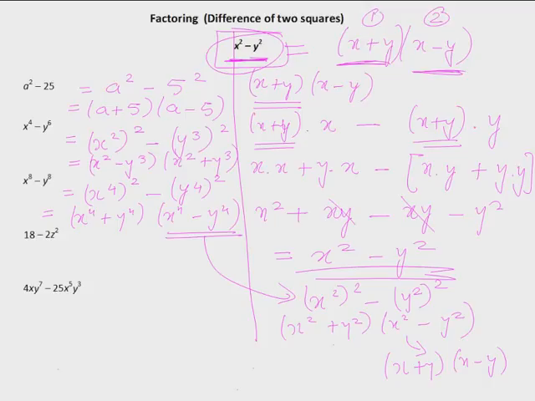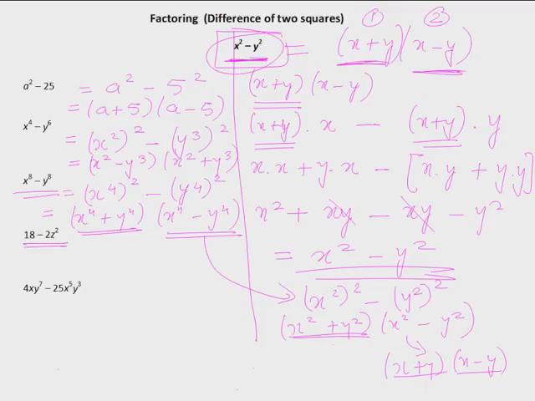Thank God it's over now. So the entire expression x^8 minus y^8 is (x^4 plus y^4) into (x^2 plus y^2) into (x plus y) into (x minus y). I've repeatedly used the difference of two squares. I've used it thrice.